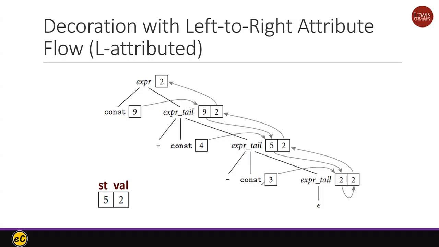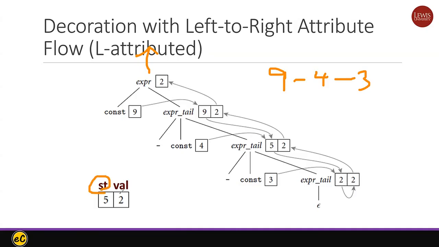The right-hand side has a minus 3, so it becomes 2, and that returns a 2 to the top one. So eventually the whole thing, 9 minus 4 minus 3, we got a 2.